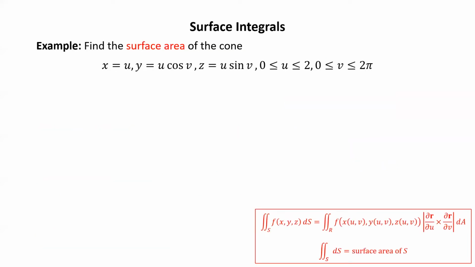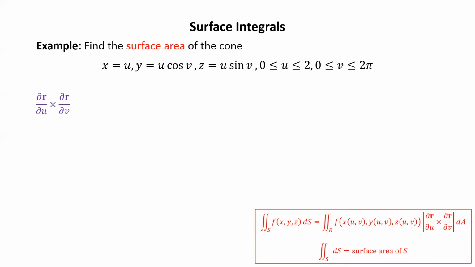Let's try an example. For your convenience, I put the formula for changing a surface integral into a double integral in the right-hand corner there, as well as how to do a surface area in terms of a surface integral. Go ahead and pause the video, try this example yourself, and then resume the video to check your answer with mine. Find the surface area of the cone, x equals u, y equals u cosine v, z equals u sine v, where u is between 0 and 2, and v is between 0 and 2 pi.